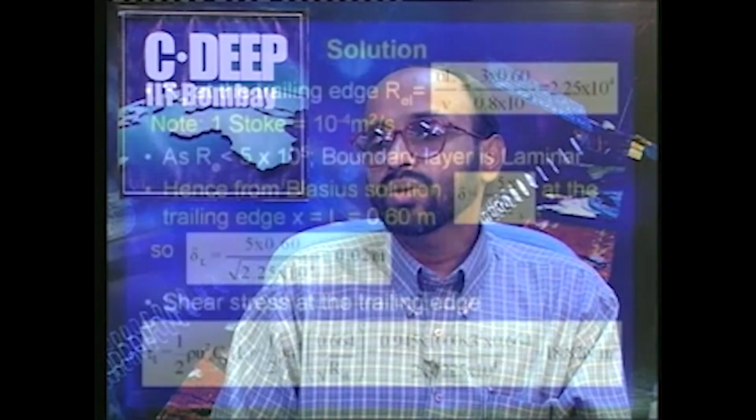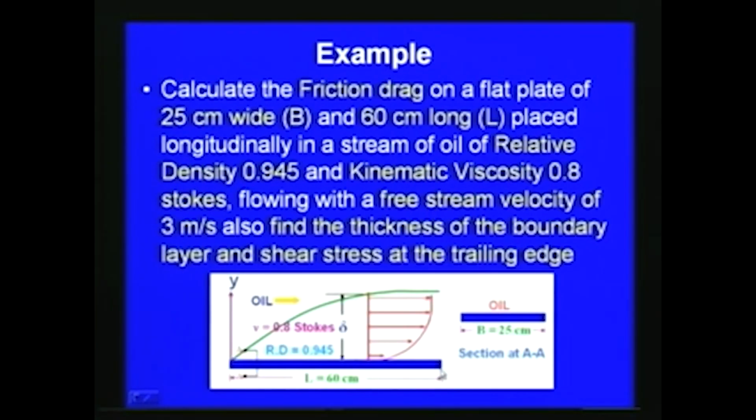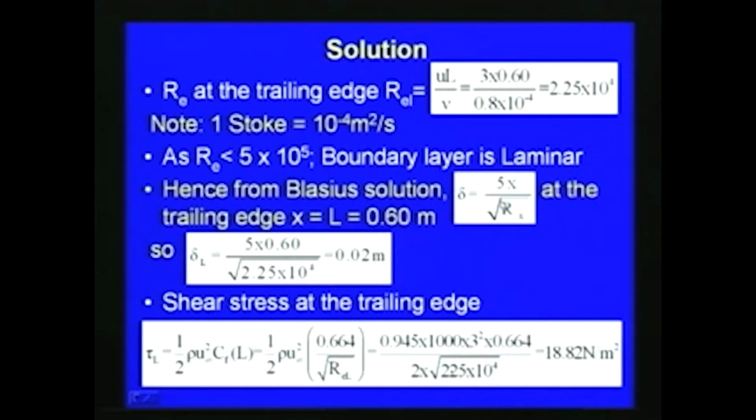So, delta is equal to 5 into x by square root of Re_x, that is the boundary layer thickness equation given by Blasius. At the trailing edge, that means at the end of the plate, L is equal to 0.6. So, delta_L is equal to 5 into 0.6 divided by the square root of 2.25 into 10 to the power 4, which is the Reynolds number. So, we get the boundary layer thickness at the trailing edge as 0.02 meter.